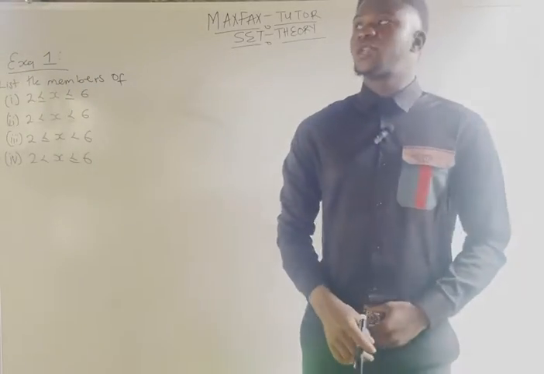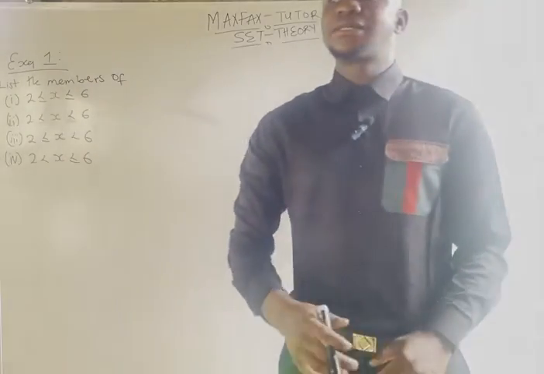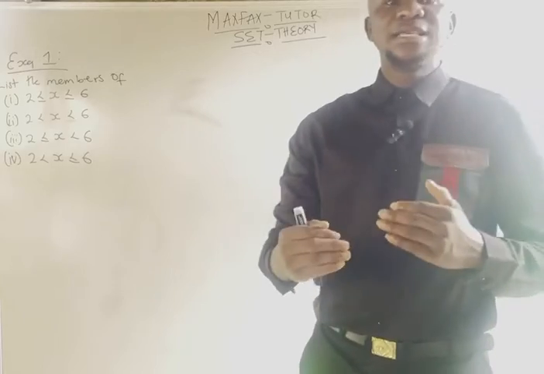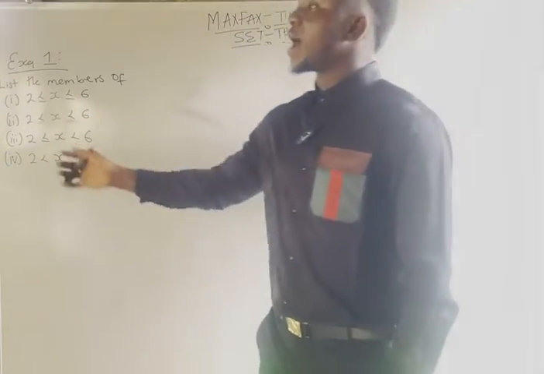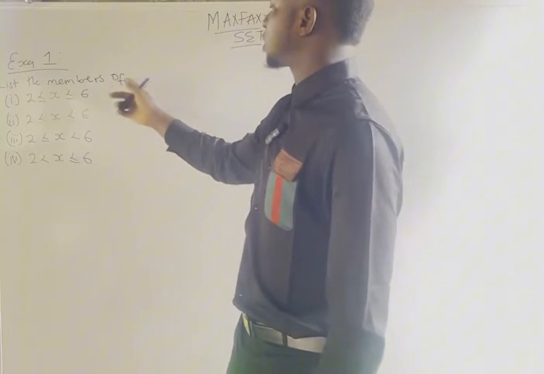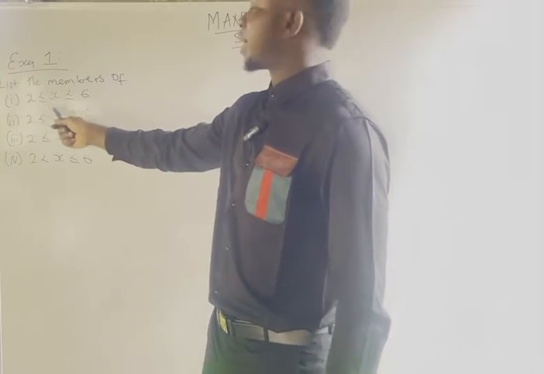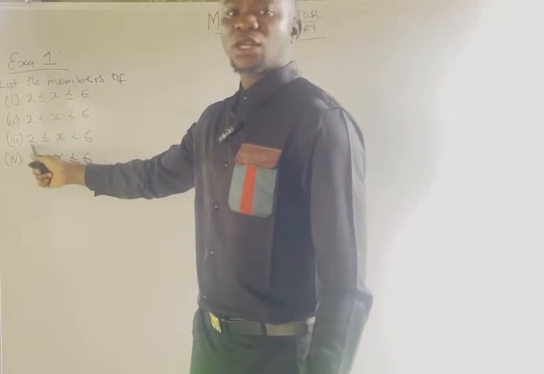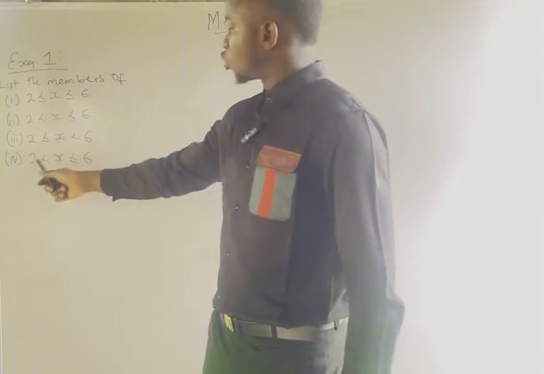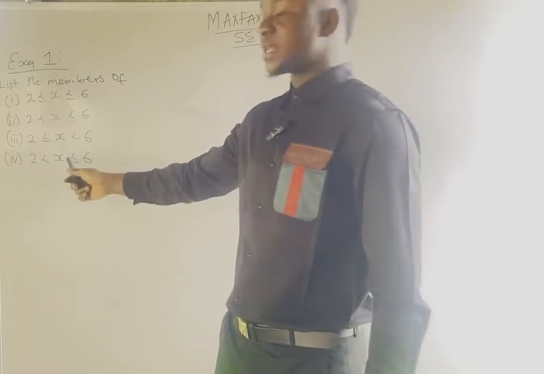Good day, guys. Today we are going to be talking about set listing. How do we list the members of a given set? For example, let's say we have a question: list the members of 2 less than or equals to x less than or equals to 6, 2 less than x less than 6, 2 less than or equals to x less than 6, 2 less than x less than or equals to 6.